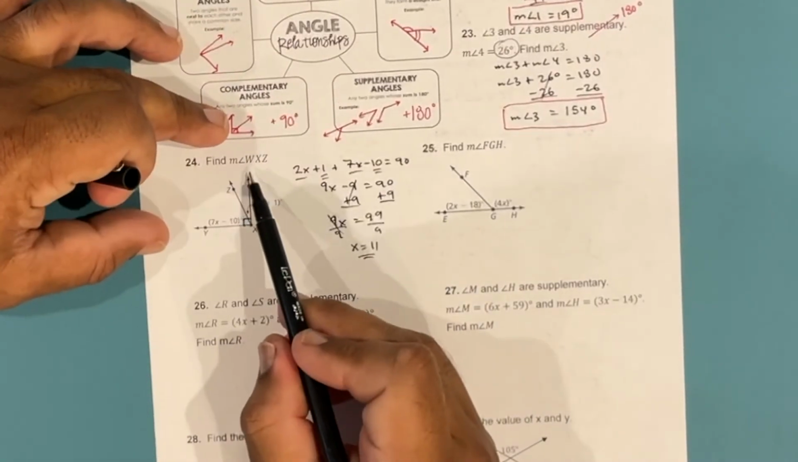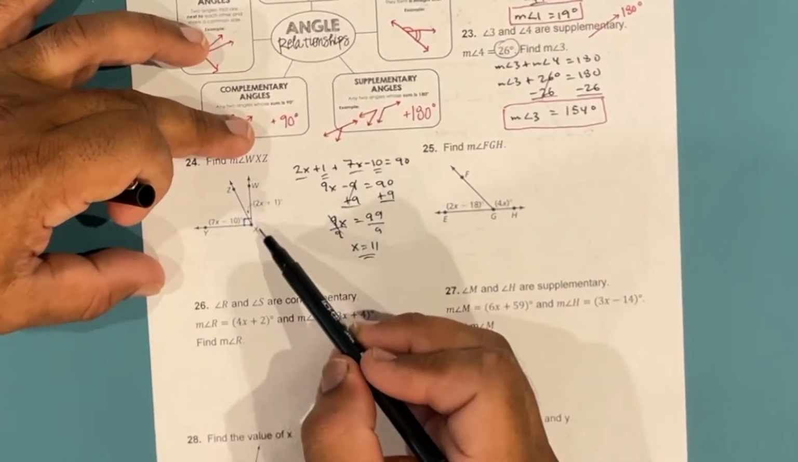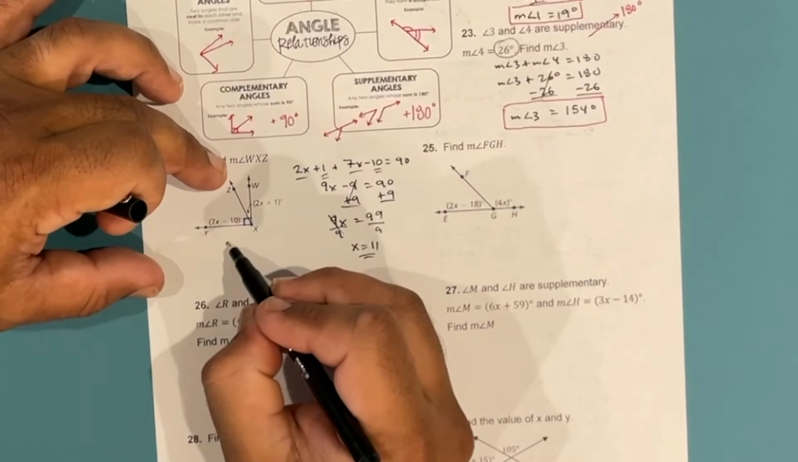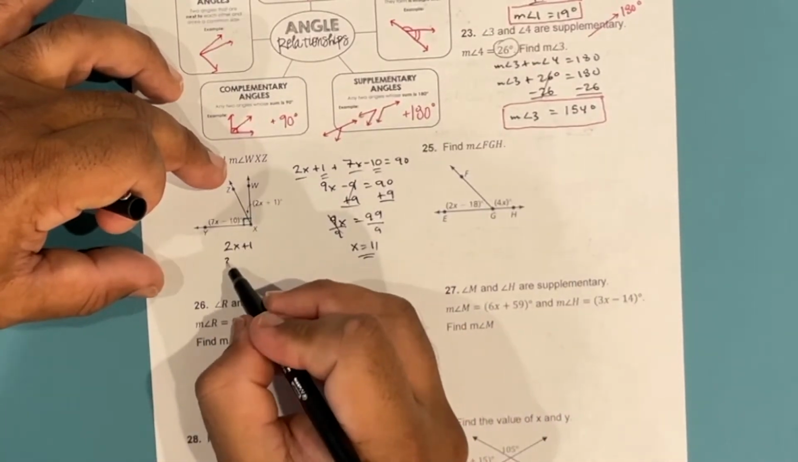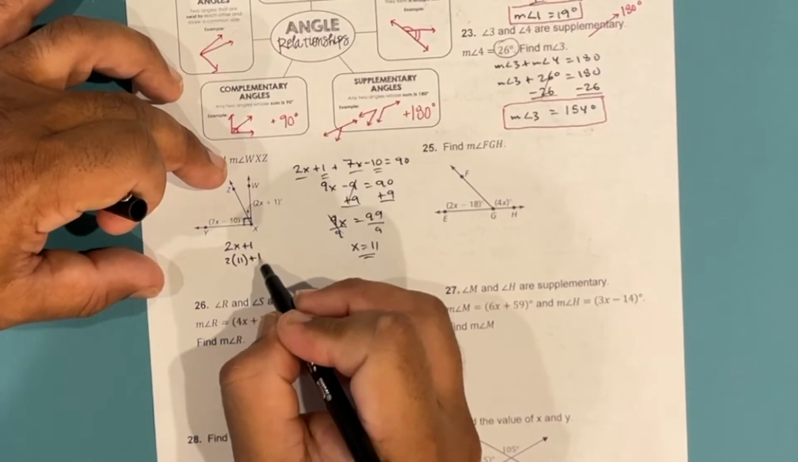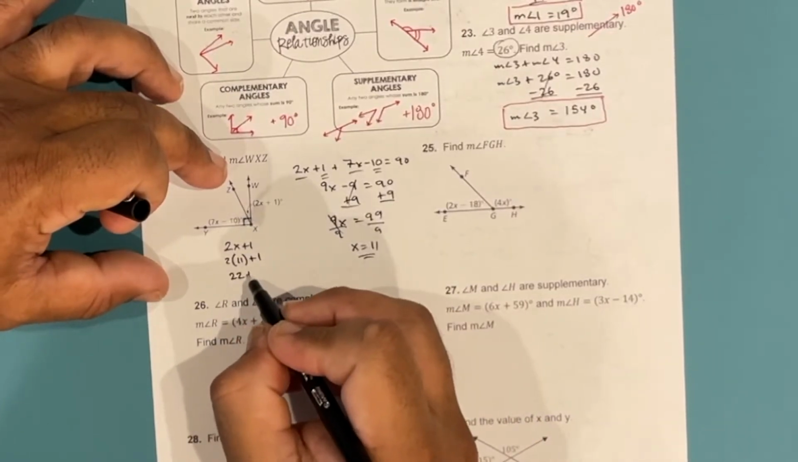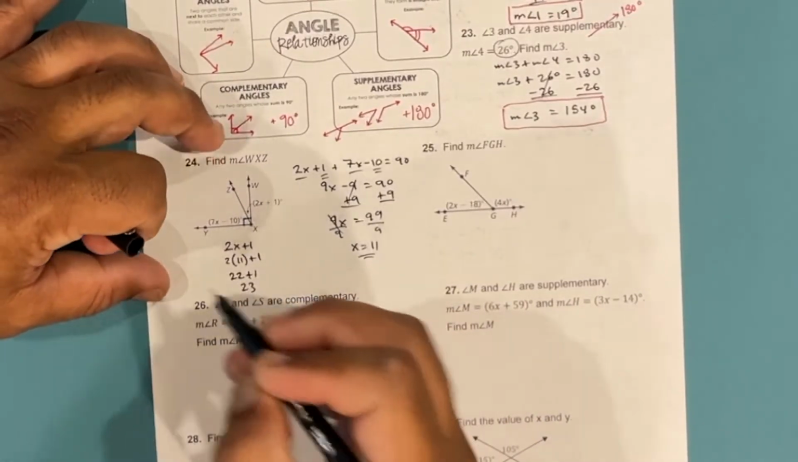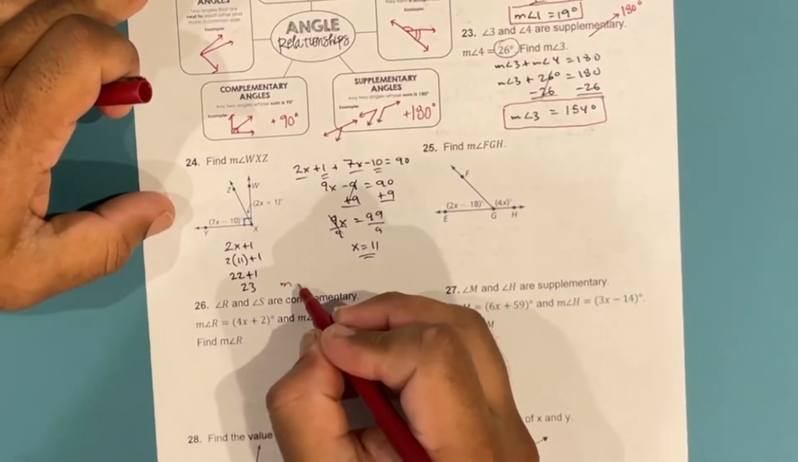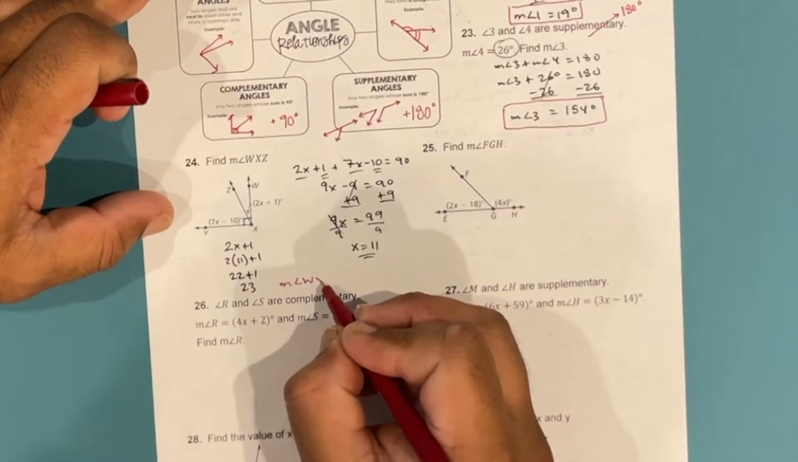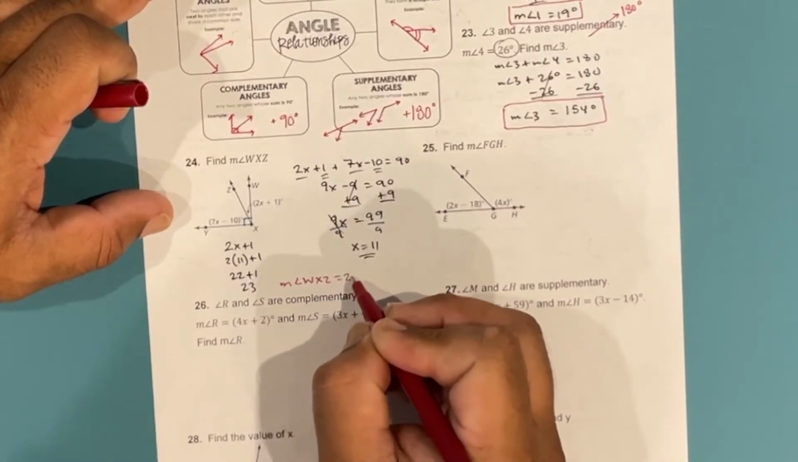What do they want me to do though? I need to find WXZ. WXZ is the 2x plus 1. So I'm plugging 11 in there for x: 22 plus 1, 23. Just so people know my answer, measure of angle WXZ equals 23 degrees.